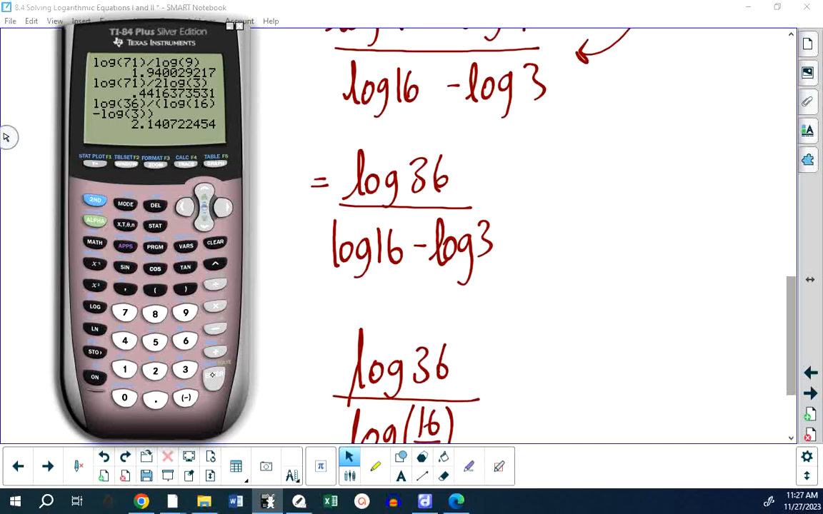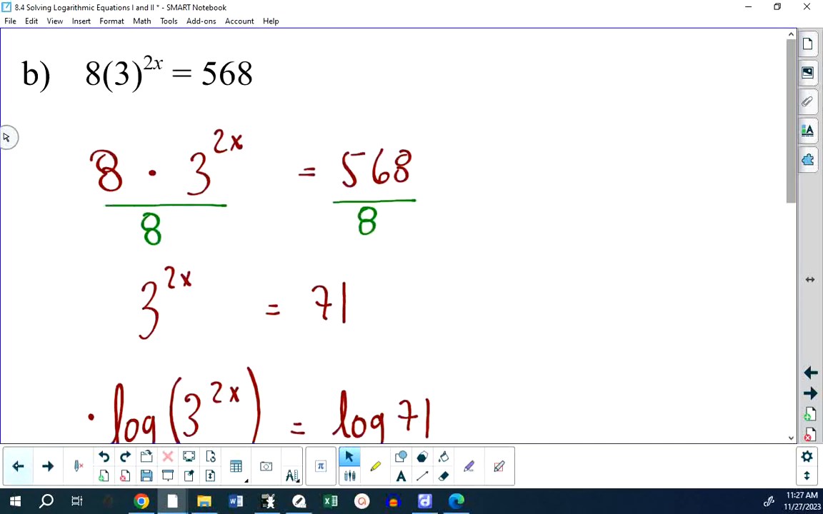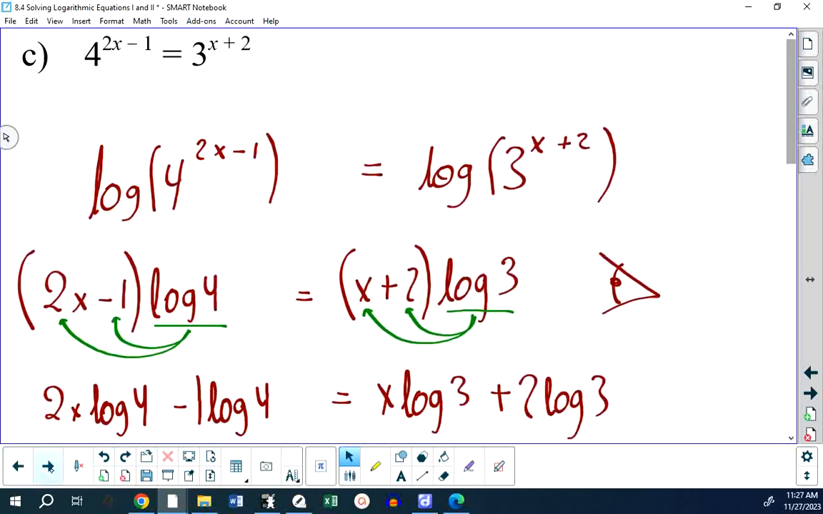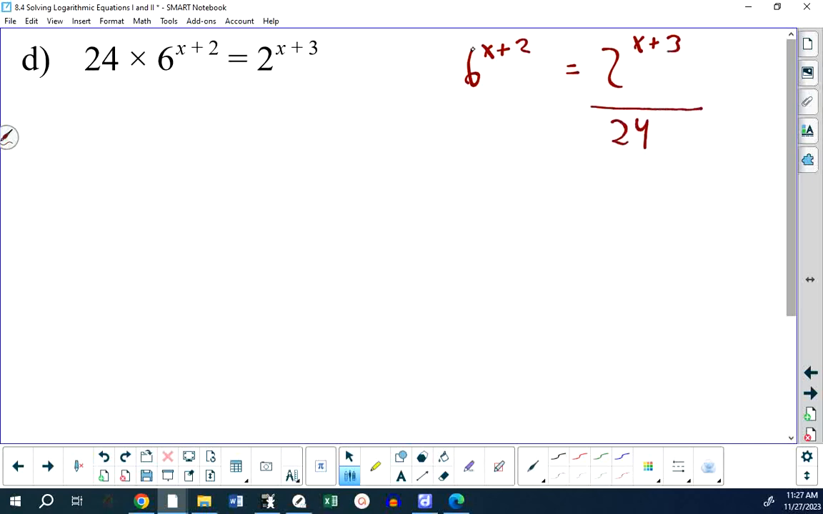D is the beast of all of these. And it's because if we go back and look at B, by the way, we could get rid of that coefficient of the power. We could divide both sides by 8. But if I do that kind of thing here, all I do is this. And I'm just moving my problem to another location. I can't get rid of that 24. So I'm going to take the logarithm of both sides.